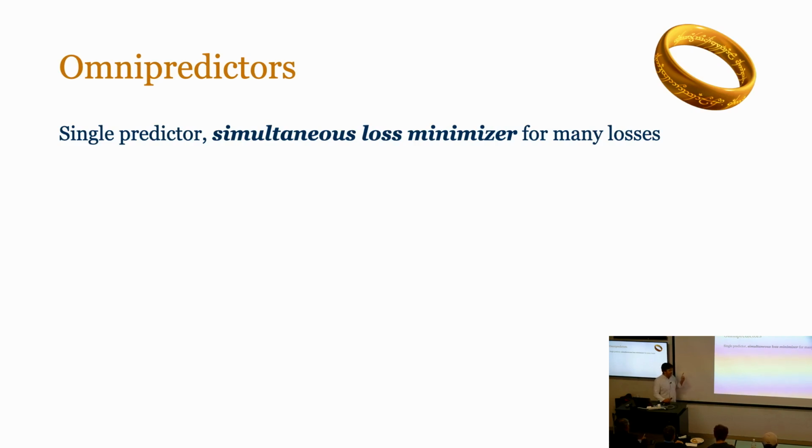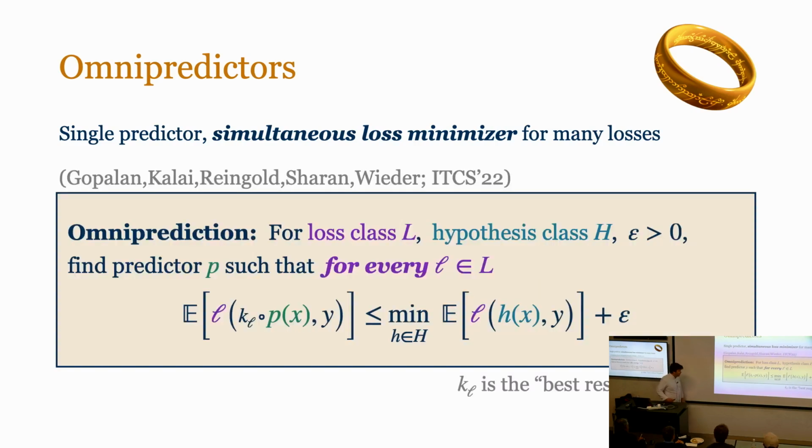Okay, so let me tell you what that means formally. But intuitively, I'm going to try and learn a single predictor that somehow gives me the optimal decisions for many different losses simultaneously. This was a really provocative notion introduced by Gopalan et al. a few years back. What does it say? It says that for now, I'm not going to give you a single loss function, but a collection of loss functions, this capital L. So a loss class, a hypothesis class, and still this epsilon parameter, this accuracy parameter.